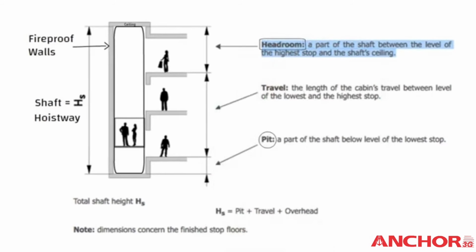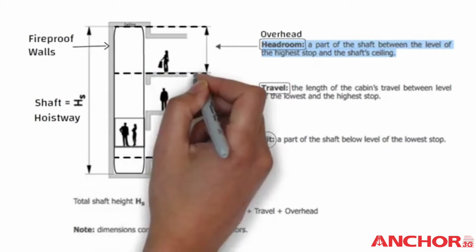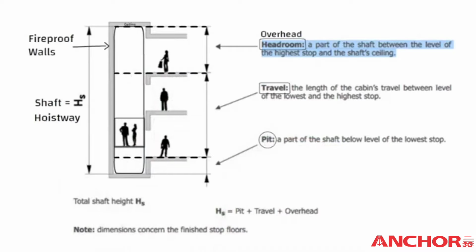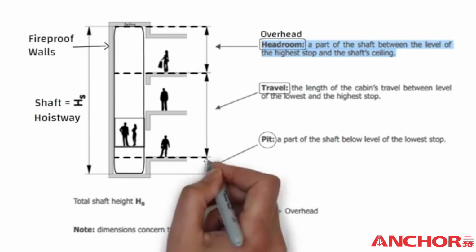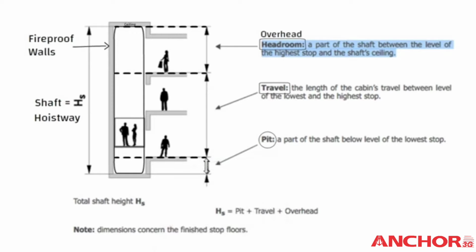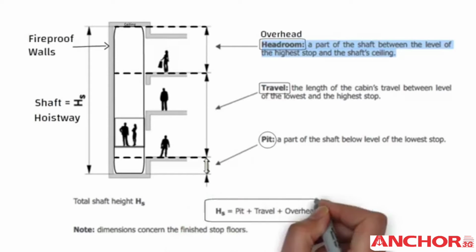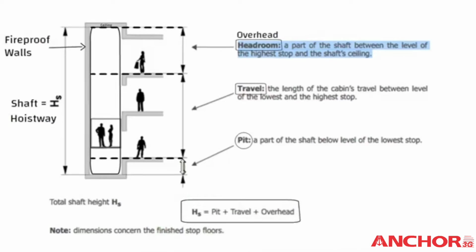Headroom. It is also known as overhead. It is a part of shaft between the level of the highest stop and the shaft's ceiling. Travel height. It is the length of the cabin's travel between the level of the lowest and the highest stop. Pit. It is a part of shaft below the level of the lowest stop. So if we want to calculate shaft height, it is equal to pit plus travel plus overhead.